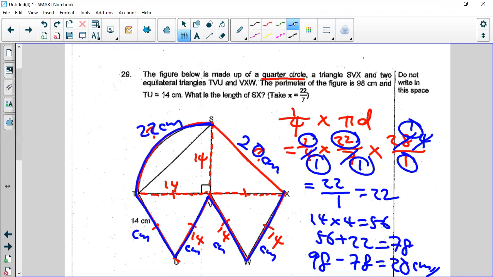Oh, I use a different method. If you get the answer correct, I think it's fine. But I think there's only one way to do it, right? I don't know. I took 98 minus the 14, 14, 14, 14, then I also just took 4. Can also, yeah, can also.